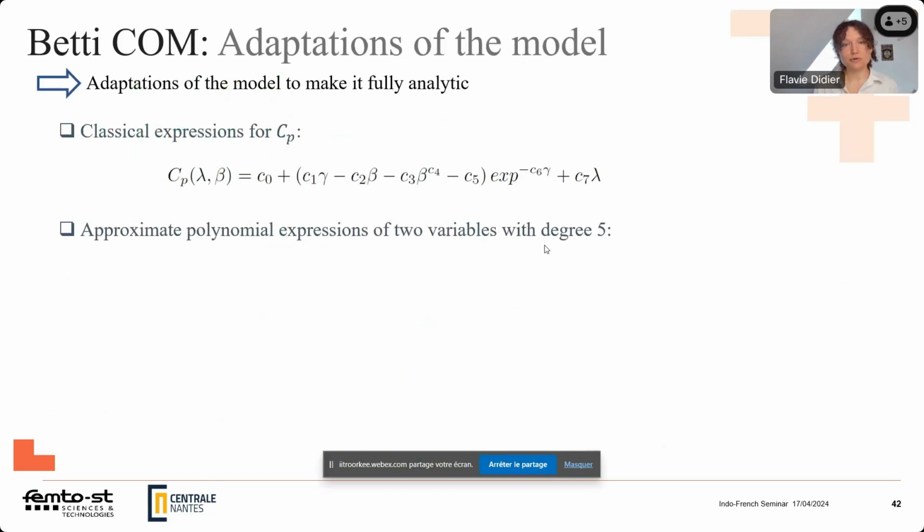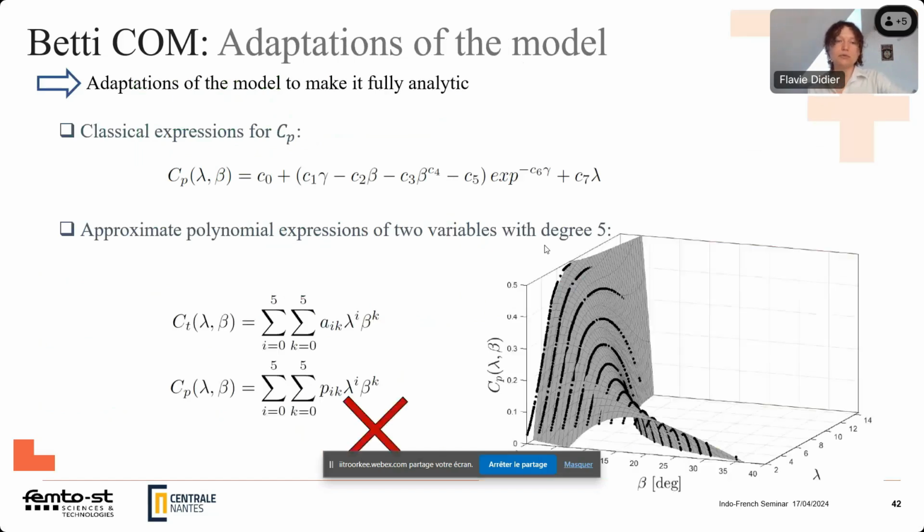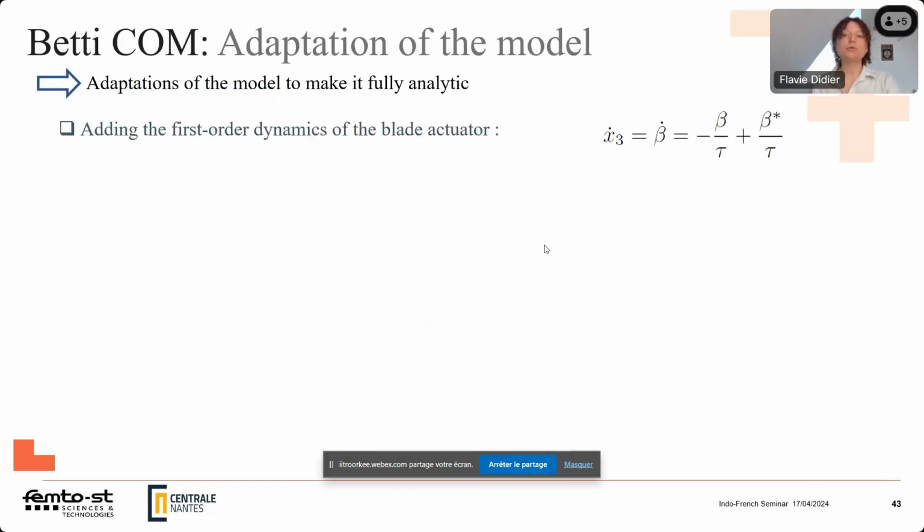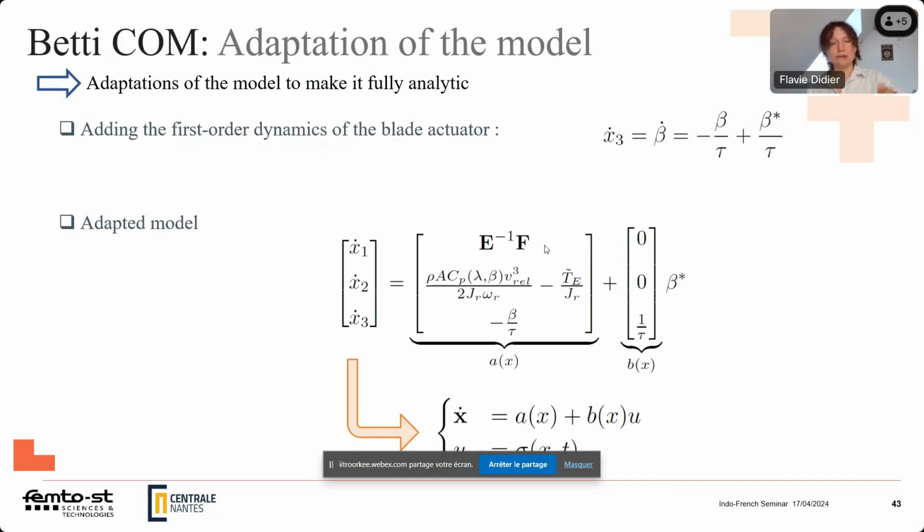And to be able to exploit this model, we are not using the classical expression for Cp, but we approximate the Cp and CT coefficients with a polynomial expression of two variables with degree 5. So here is the expression of CT and Cp chosen here. Moreover, we have a first-order dynamics of the blade actuator given here. And finally, here is the adapted model.